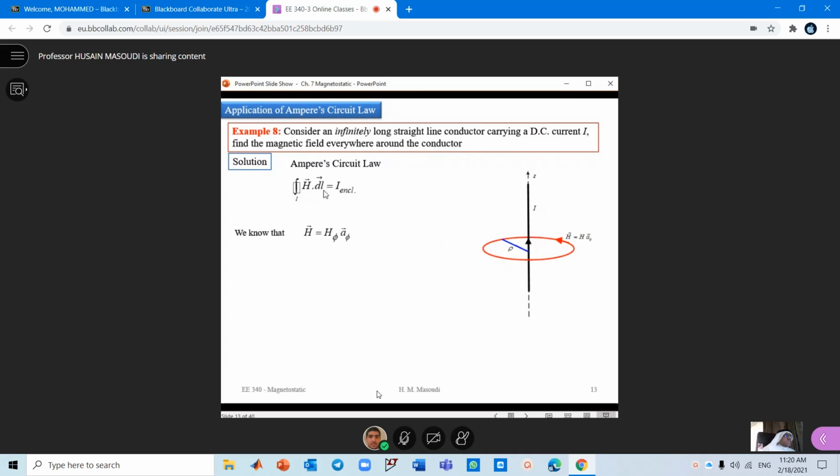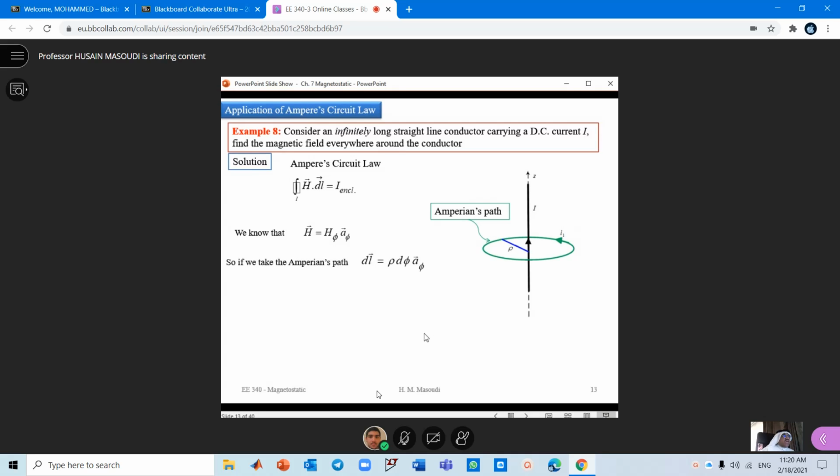Now, to set up the integral, we need a dl. We know H has only a phi component, along a phi. Now we need a dl to integrate this. If we take a path at a distance rho, our dl is going to be in the phi direction. So I say that it's equal to rho d phi a phi. This is our dl.